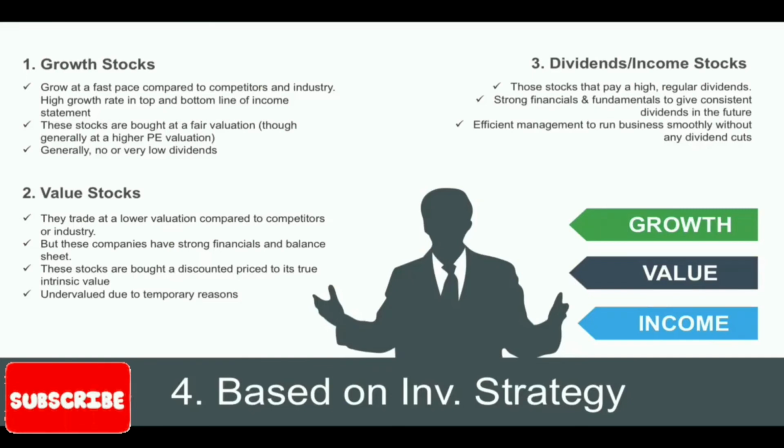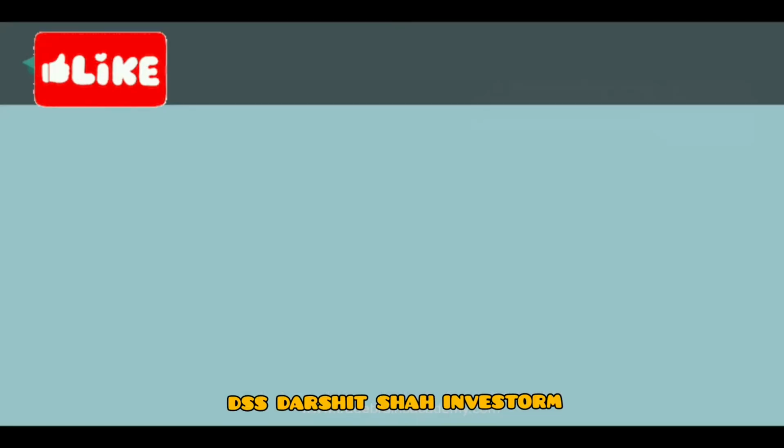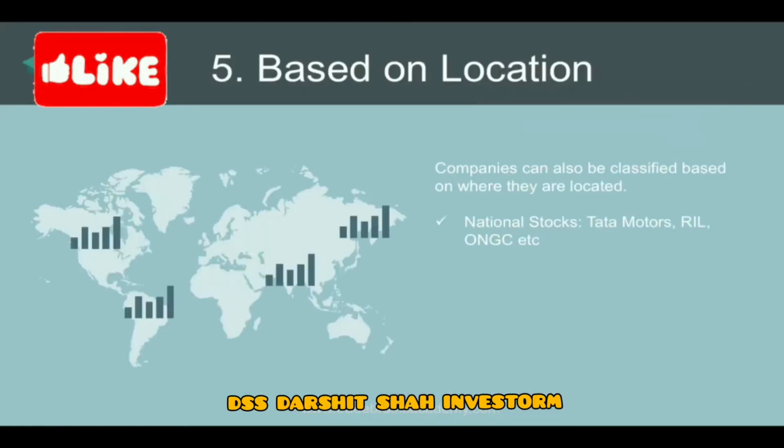These stocks have strong financials and fundamentals to give consistent dividends to their shareholders even in future for next 5 to 10 years or more, and they have an efficient management to run business smoothly without any dividend cuts. Dividend cuts are the nightmare for the dividend investor because the sole purpose of investing in these companies is to get dividends. Now let's move to the fifth and the final category.